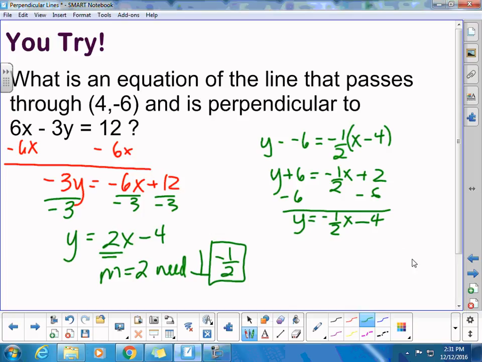Okay. You should have realized that you had to rearrange it to be y equals mx plus b so you could get the slope. And we get the equation rewritten: y equals 2x minus 4. The slope is 2. We need a slope of -1/2 then. So I take the slope and the point they're given, and I put it into the equation y minus y1 equals -1/2 (x minus x1). I simplify to get slope-intercept form, and you should get y equals -1/2 x minus 4.